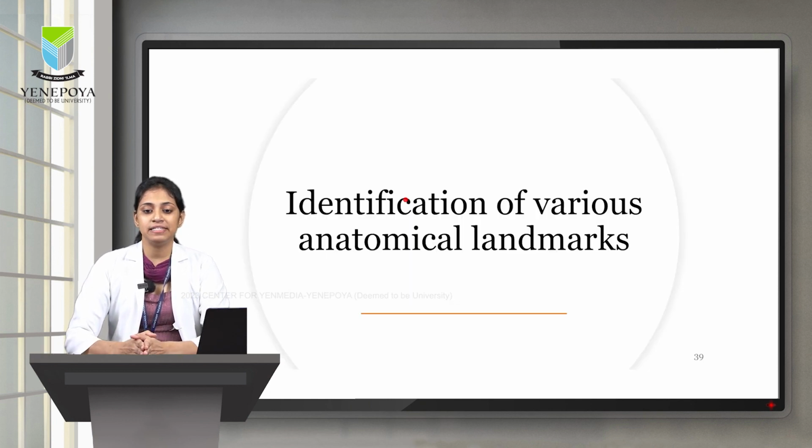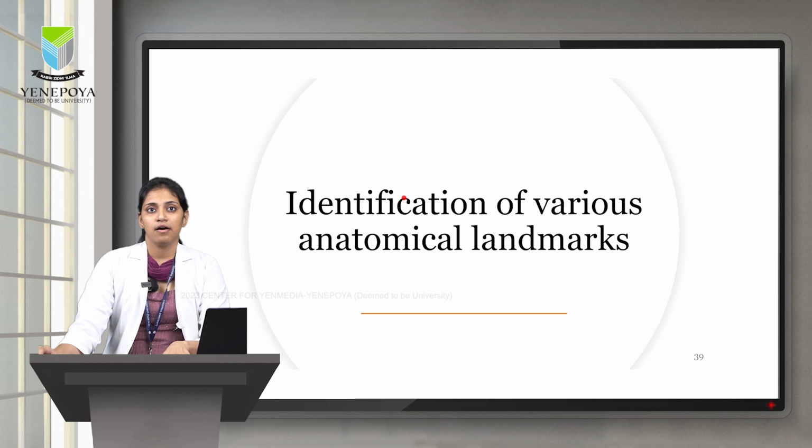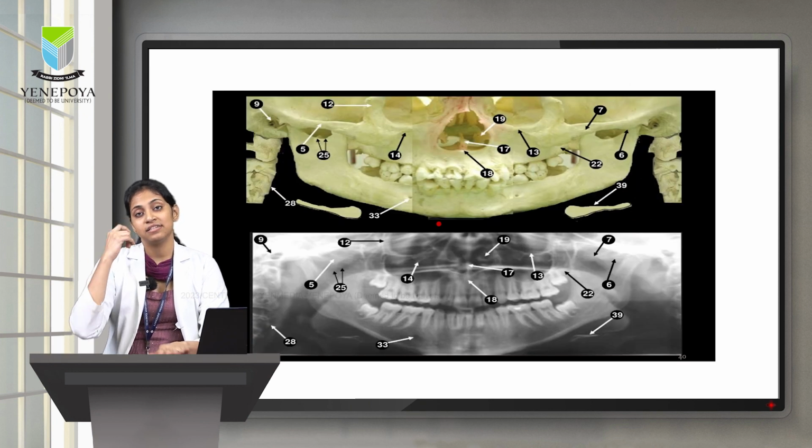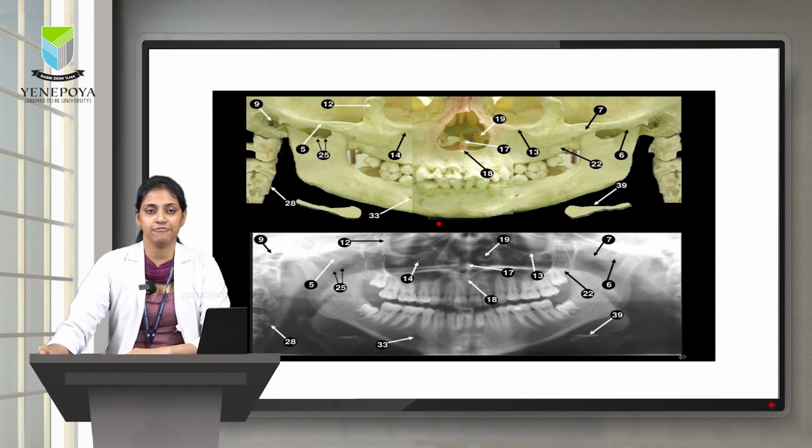Now we have completed the landmarks of maxilla, mandible, supporting structures and the various air spaces and soft tissue shadows which are seen superimposing the panoramic radiograph. Now we will look at few anatomical landmarks and try identifying them on the skull and on a panoramic radiograph.